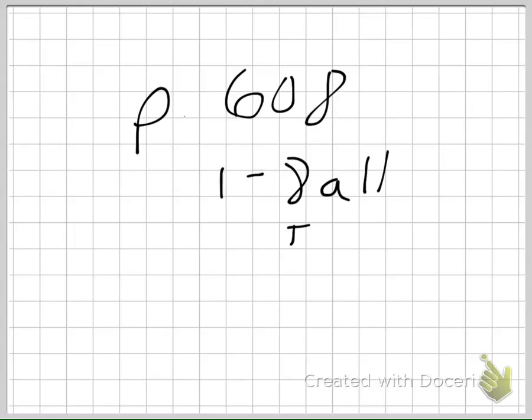So 27, 28. Your homework is page 608, 1 through 8 all, and 10 through 13 all. Let me look at that, make sure that's what I want. 1 through 8 all, and 10 through 13 all is fine.